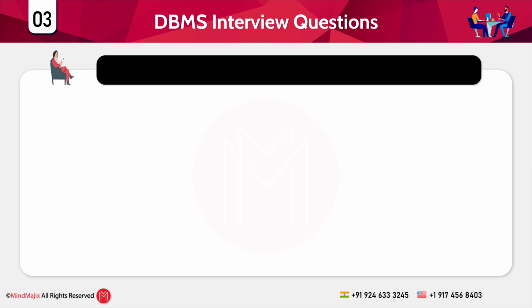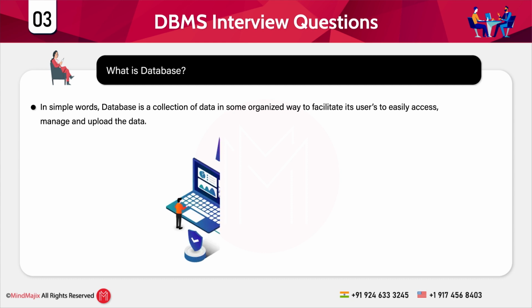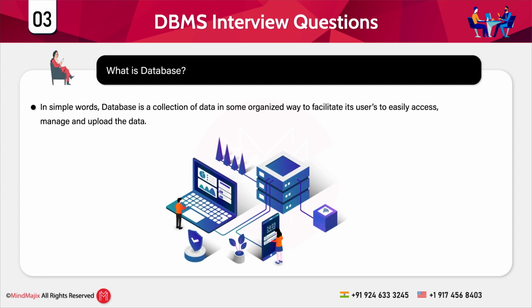The next question is a very simple question. What is a database? In simple words, a database is a collection of data in some organized way to facilitate its users to easily access, manage, and update the data. A database is an organized, consistent, and logical collection of data that can be easily accessed, updated, and managed. A database mostly contains a set of tables or objects and consists of records and fields. A tuple or a row represents a single entry in a table. An attribute or a column represents the basic unit of data storage which contains the information about a particular aspect of the table. DBMS extracts the data from a database in the form of queries given by the user.